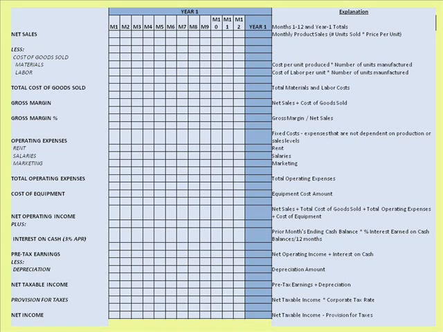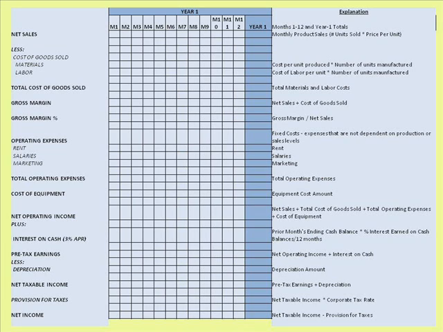You also have to think about the cost of equipment and calculate the equipment cost amount. The net operating income is calculated by net sales plus the total cost of goods sold plus total operating expenses plus the cost of the equipment. The interest on the cash, for our example, is 3%, and is calculated by the net operating income plus the interest on the cash.